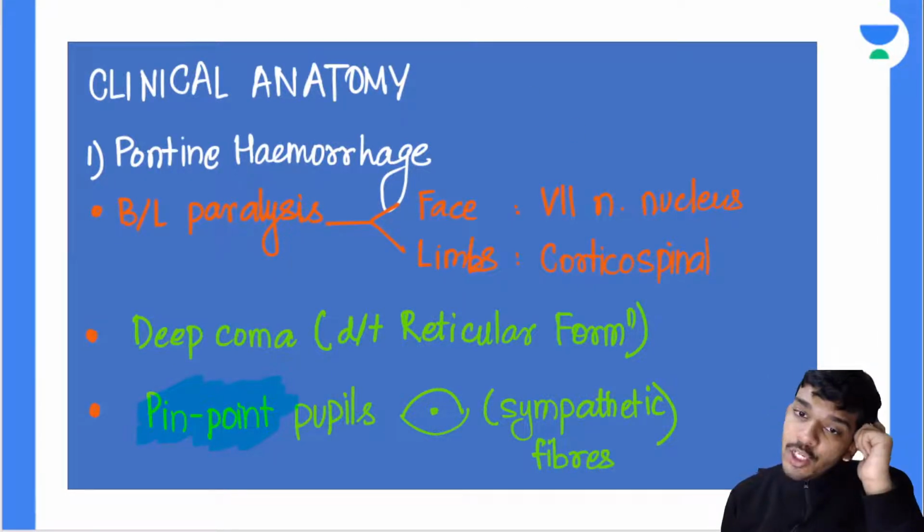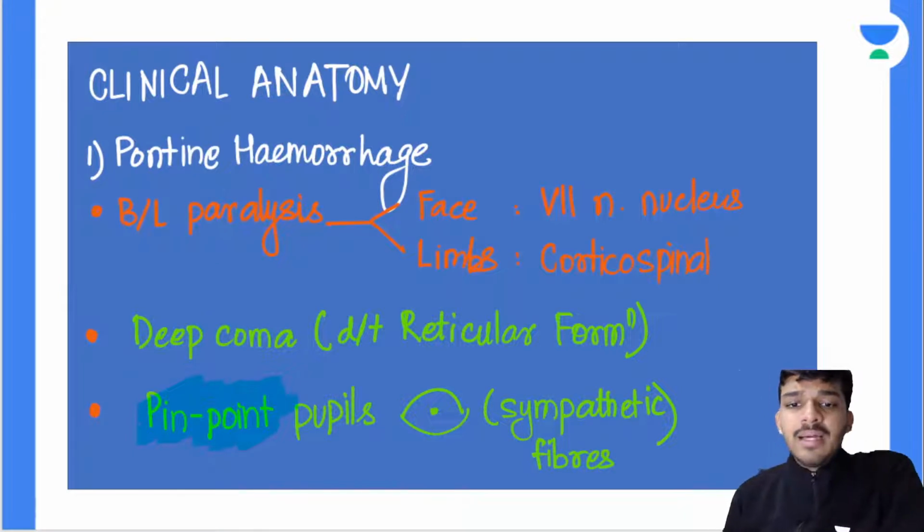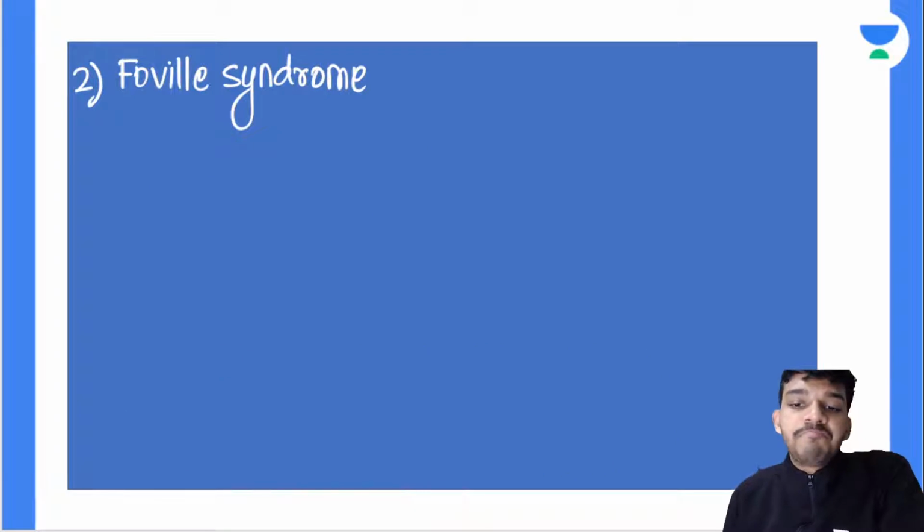Then you will have hyperpyrexia, because the fibers coming from the hypothalamus are damaged. So hyperpyrexia, and pontine hemorrhage is very serious. It's almost fatal. Next syndrome to be discussed is called the Foville syndrome.